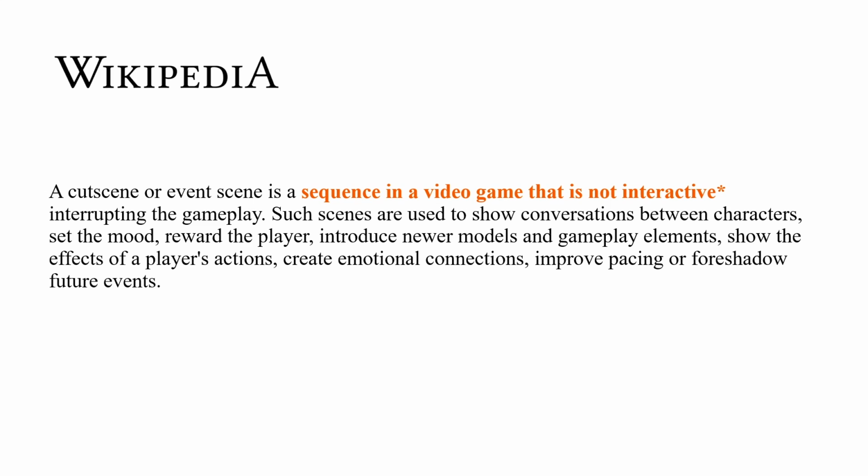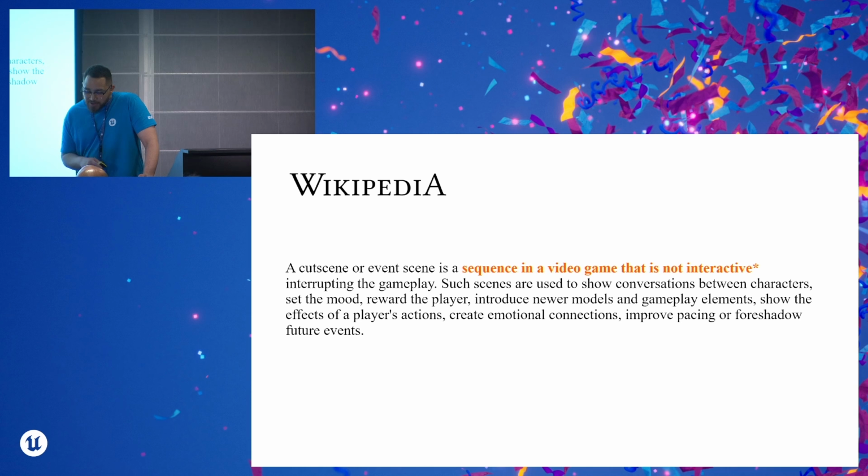And according to Wikipedia, a cutscene or event scene is a sequence in a video game that is not interactive, interrupting the gameplay. Such scenes are used to show conversations between characters, set the mood, reward the player, introduce newer models and gameplay elements, show the effects of a player's action, create emotional connections, improve pacing, or foreshadow future events.